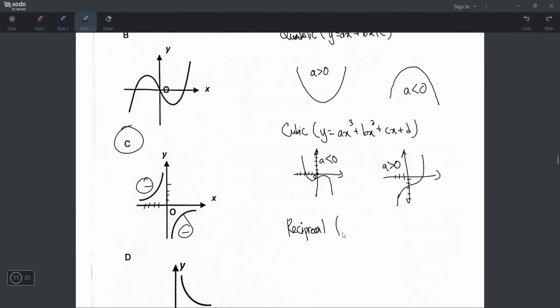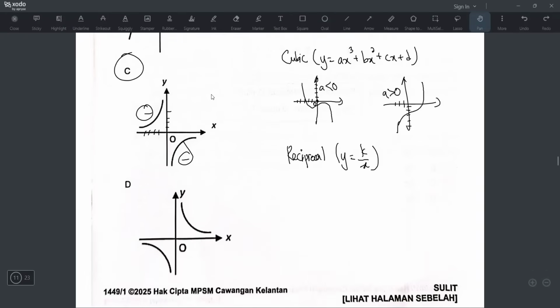Reciprocal, and the equation looks like this: y equals k over x. It means your x power is negative. Yes, because if your x is at the denominator, that means your x power is negative. When you bring the x up, it becomes x to the power of -1, right? That's why it's called reciprocal when the power is negative.